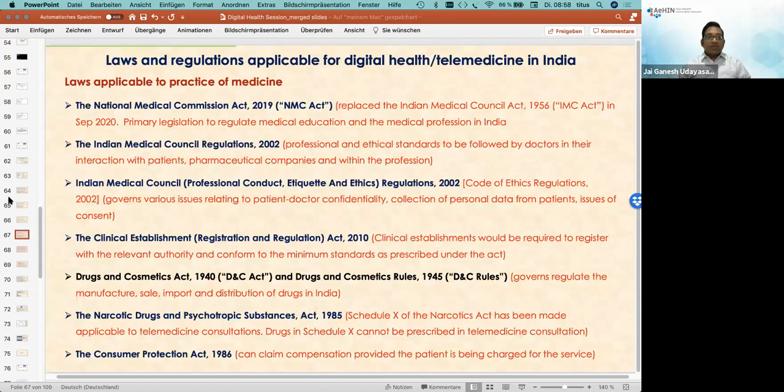Okay, this is just to give you a sense, because there's a huge plethora of laws that govern or can be applicable to digital health or telemedicine in India. Till these practice guidelines were released by the government, we did not have anything very focused on digital health or telemedicine. Most of the laws and regulations applicable so far have been related to the practice of medicine, or to information technology transactions, or to intermediaries like telecom providers. So next slide, please.